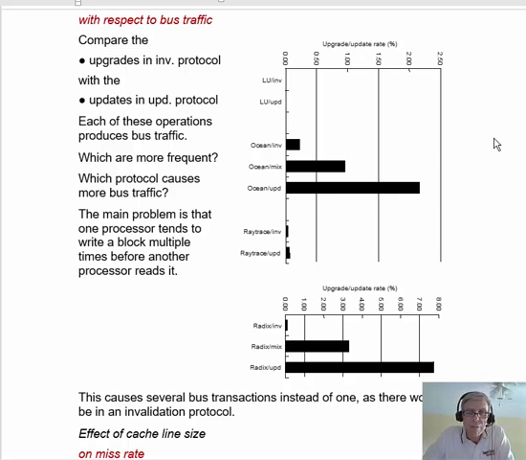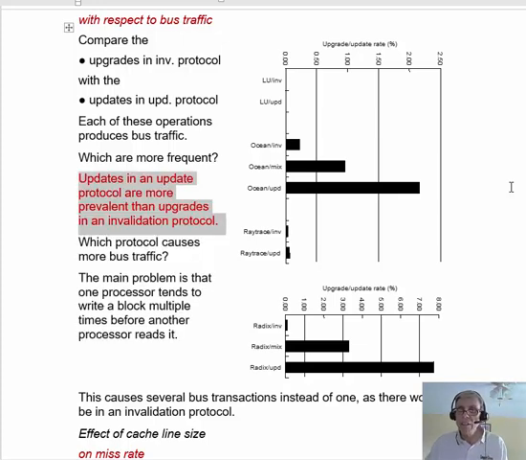With respect to bus traffic, it really matters which protocol gives less bus traffic, because that has a great effect upon bus contention and the speed with which a program executes. So we'd like to compare bus upgrades in the invalidation protocol, when you have a block in read-only mode and then you want to move it to read-write mode, with the number of updates that occur in an update protocol. The reason we compare these two is they produce bus traffic. So which of them is going to be more frequent?